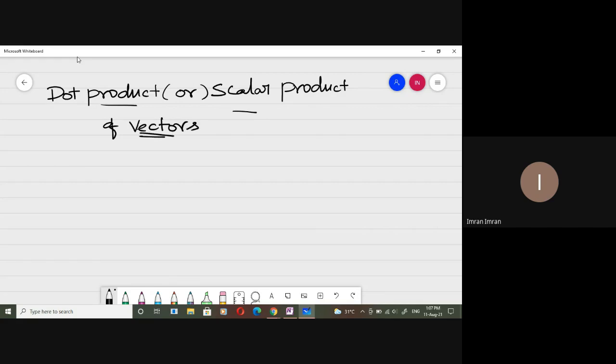Okay. Let us take two vectors. A vector which is equal to, consider as 8, 0, and a B vector which is equal to 3, 6. 8 is the first coordinate, 0 is the second coordinate, as well as in the B vector 3 is the first coordinate and 6 is the second coordinate. Okay.